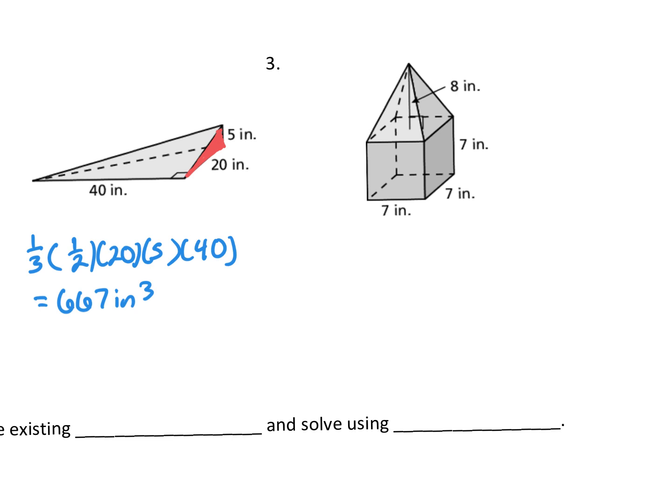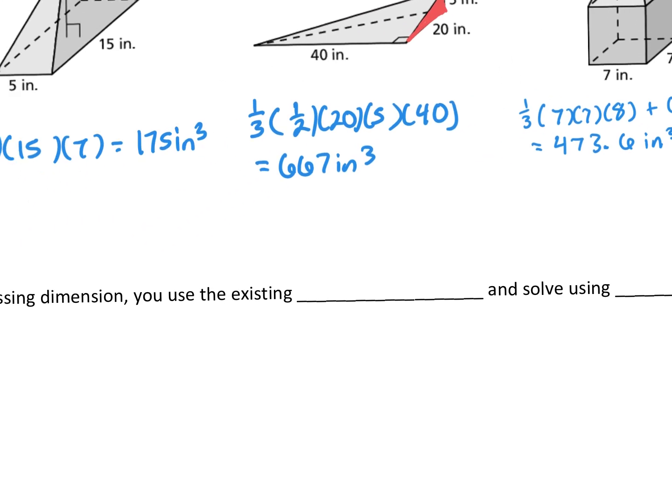Next one, as you see here, this is a composite solid. So we need to do two volumes and add them together. So the first one is 1/3. We're going to do the top. 1/3, 7 times 7, that's the base, times the height being 8. Now we're going to add it to 7 times 7 on the bottom, and times 7 for the height. Multiply all that together, the first chunk plus the second chunk, and you should get 473.6 inches cubed. If you type this in exactly on your calculator, that is what you should get.